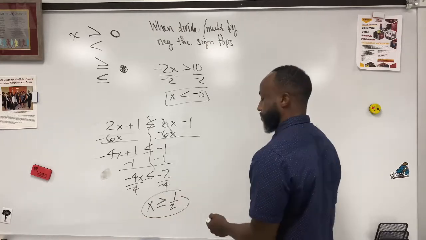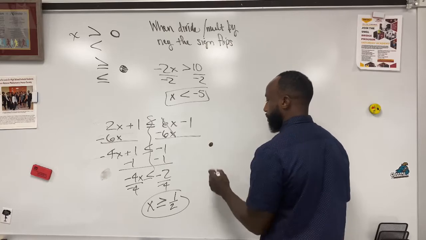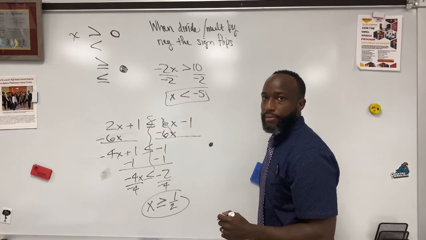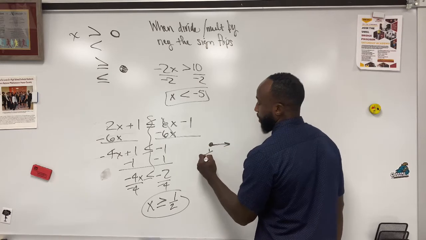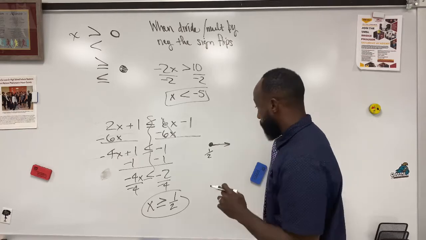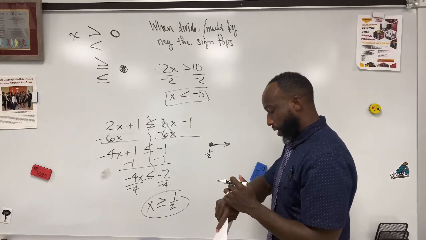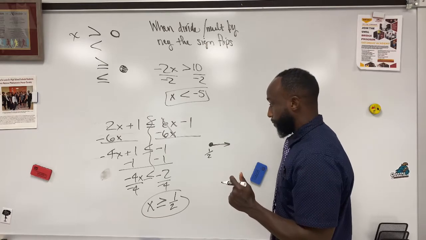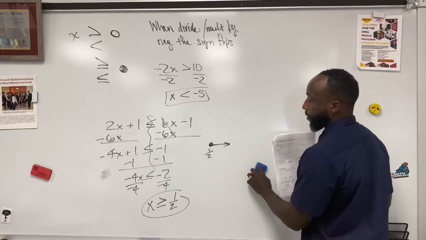Now let's graph it. x is greater than or equal to 1/2, so it's going to be a solid circle here, and then you're going towards positive infinity from 1/2. Right, so that's that. All right, so that's solving.